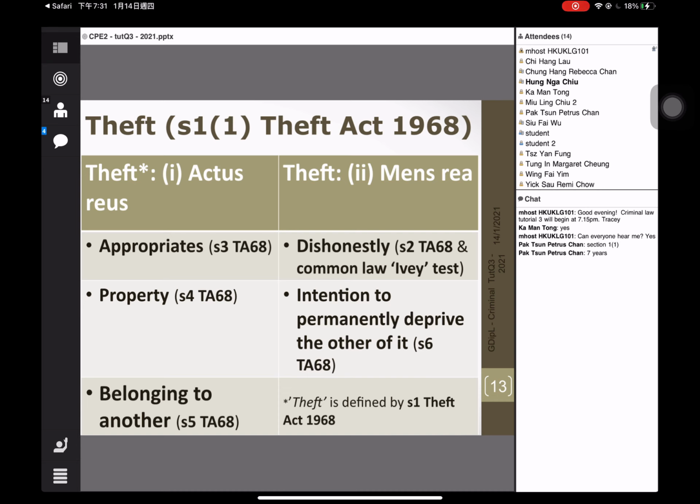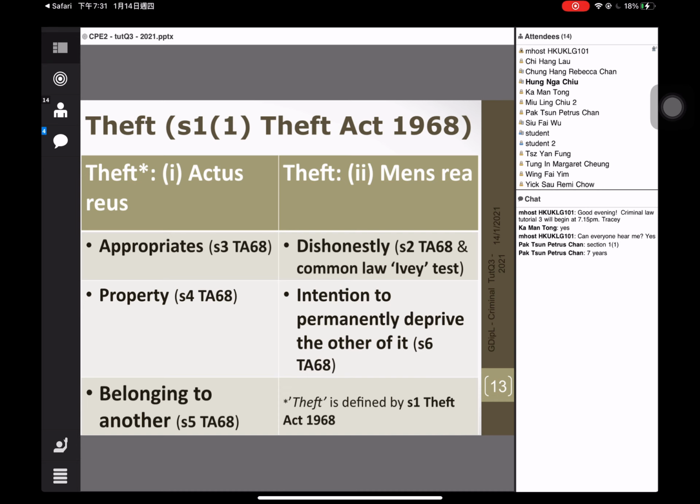We can use this first victim as a way of introducing a lot of legal points and issues which are going to crop up repeatedly throughout the answer. So theft is broken down into the actus reus and the mens rea. Firstly, we've got to look at actus reus. No actus reus, no crime.